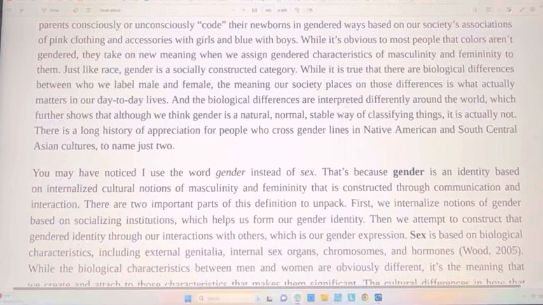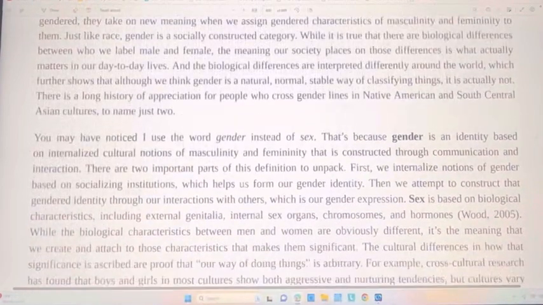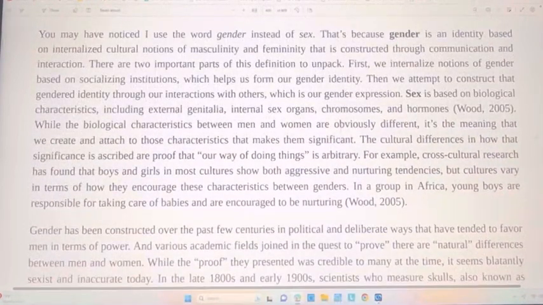There is a long history of appreciation for people who cross gender lines in Native American and South Central Asian cultures, to name just two. You may have noticed that I use the word gender instead of sex. That's because gender is an identity based on internalized cultural notions of masculinity and femininity that is constructed through communication and interaction. There are two important parts of this definition to unpack.